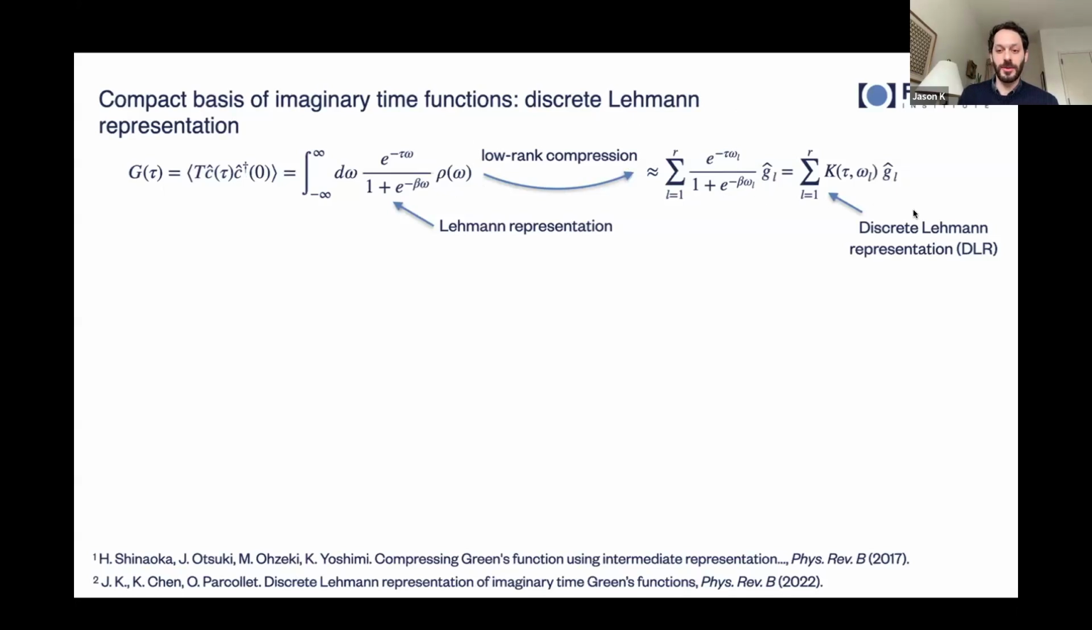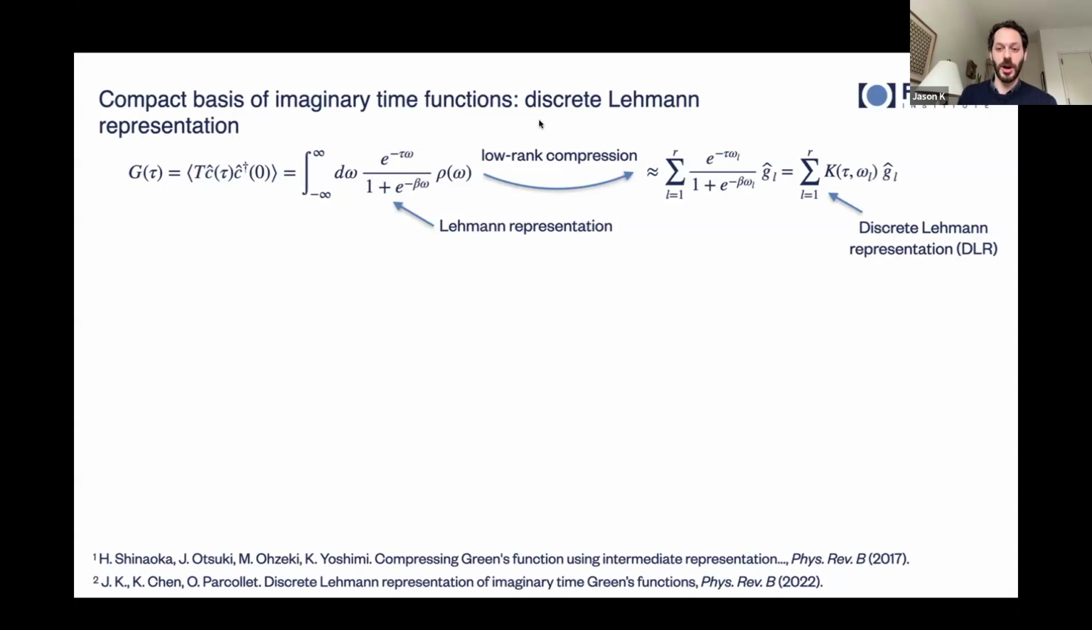So in the end, what this gives us is a discrete version of this Lehmann representation, which we call the discrete Lehmann representation, or DLR. Namely, there are some omega L's we can choose, which very importantly only depend on the kernel here. I only needed to subselect columns of the kernel to represent the column space of the kernel.